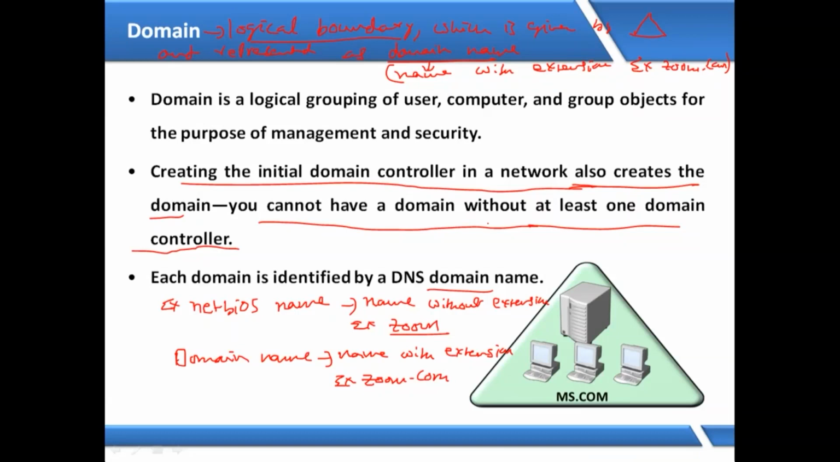So domain is a logical boundary which contains all users, computers, and groups under the domain name. It is given by a triangle and it is identified by DNS name, name with extension. Domain is a logical boundary under which all devices will work with a common DNS name for easy administration and security. For one domain, you cannot have more than one domain controller.